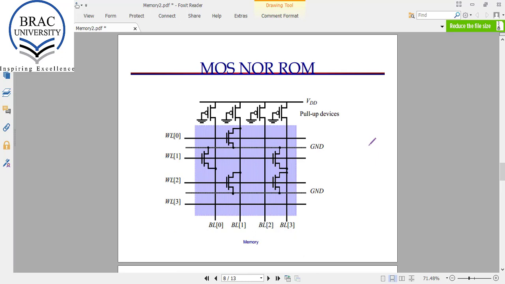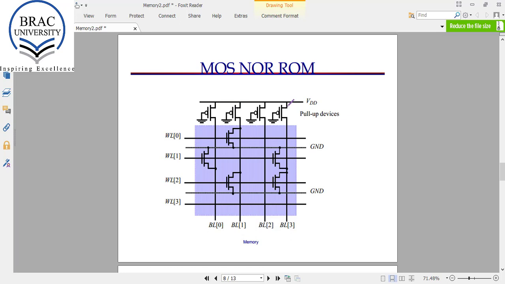Now we will see the ROM, read-only memory. So here we have the MOS NOR ROM structure. So what happens here? These are the word lines. We can select any line using the decoder circuit, and these are the bit lines. Here these PMOSs are used as pull-up networks or pull-up devices.